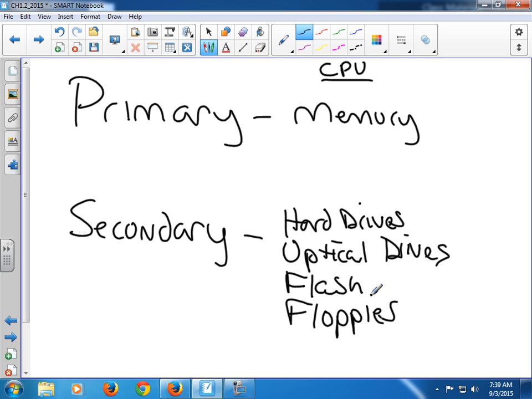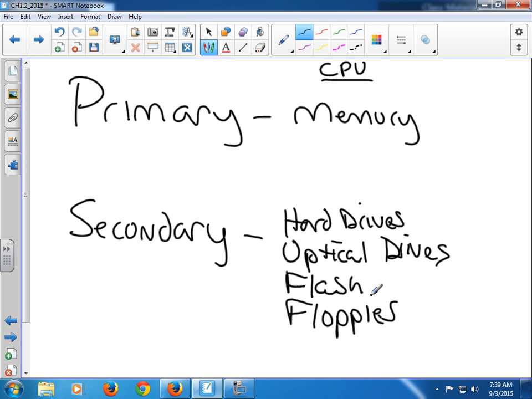Well, and the thing is, a flash drive holds the equivalent of, depending on the size of your flash drive, 8,000 floppies now. If you have an 8 gig flash drive, the floppy drive is over 1.44 meg of data. So why would you ever use a floppy drive anymore? But anyways, those are all secondary storage because they're secondary to the CPU because the CPU doesn't use them. Things get moved from here to there.